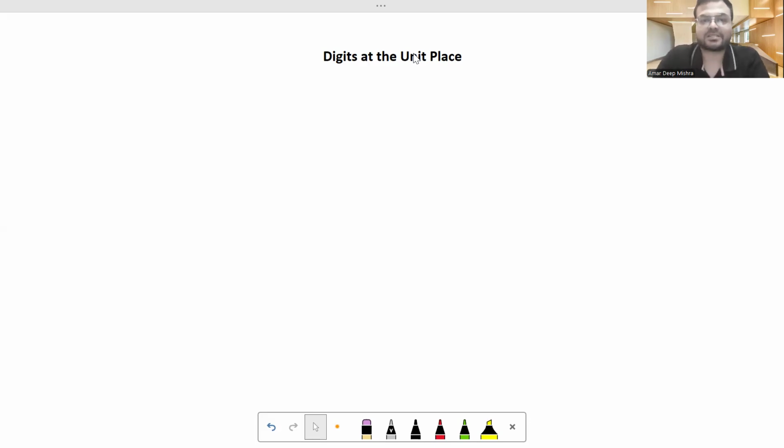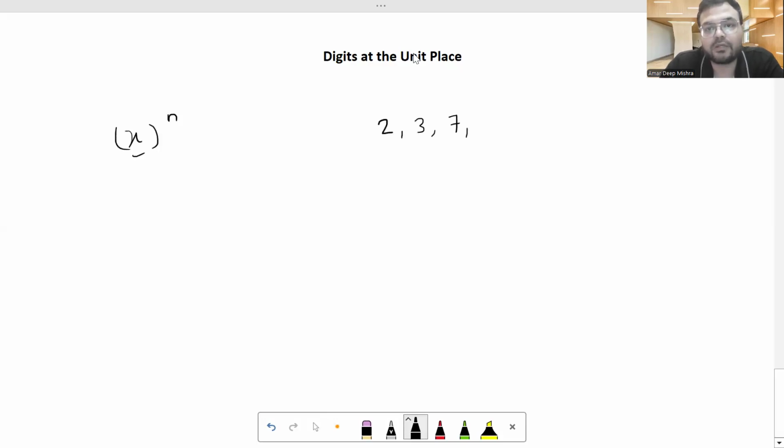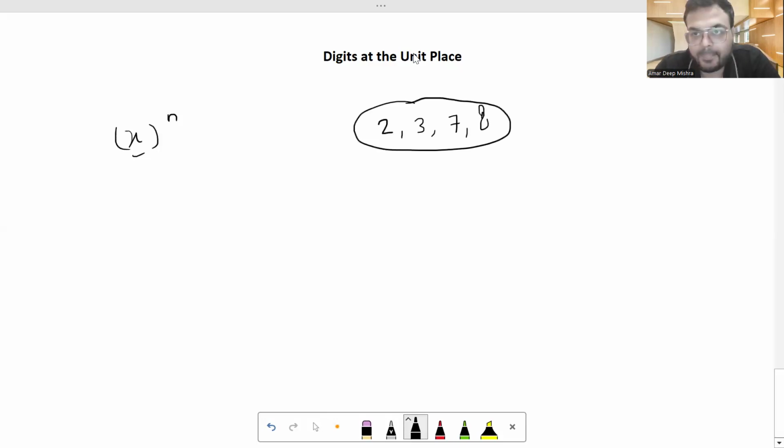So let's continue our discussion on digits at the unit place. In this video, we are going to talk about the digits 2, 3, 7 and 8. Suppose we have the format x to the power n, and in the question, they're asking you to find out the digit at the unit place if you expand this. Now if you have 2 at the unit place in the base number, or 3 or 7 or 8, for all these 4 numbers, the concept is the same. Please try to understand it very carefully.